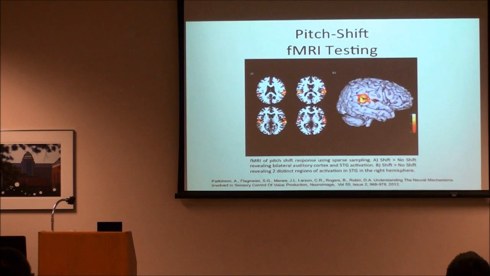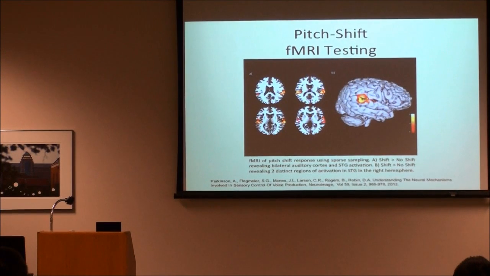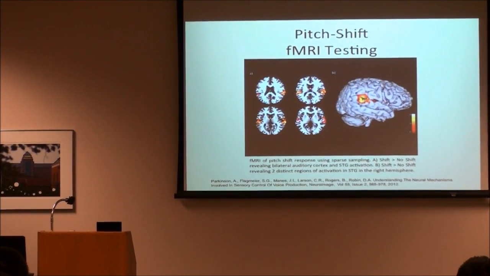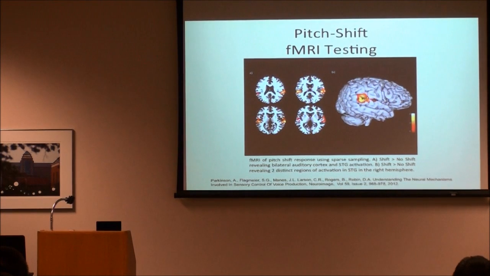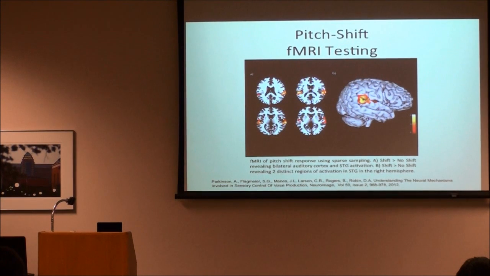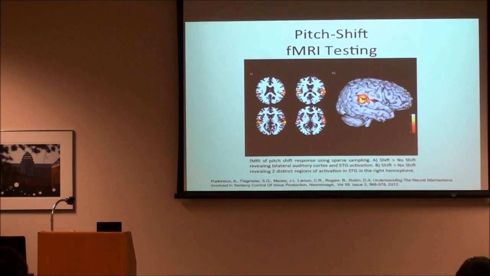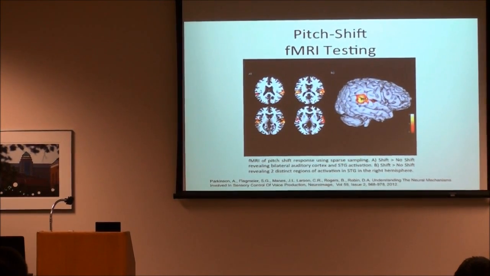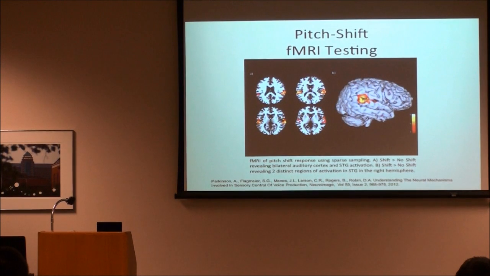This is the only fMRI slide I'm going to show today. I know you're going to be seeing a lot of that later on. I've been doing this work in conjunction with colleagues in San Antonio, Don Robin, Amy Parkinson, et cetera. And what we did is we did a sparse sampling routine. That is, subjects would vocalize for like 3 or 4 seconds, and they'd receive several pitch shift stimuli while they were vocalizing. And then after they would stop vocalizing, we would turn off the microphone, and then we'd turn on the scanner. And then we would scan for about 3 seconds.